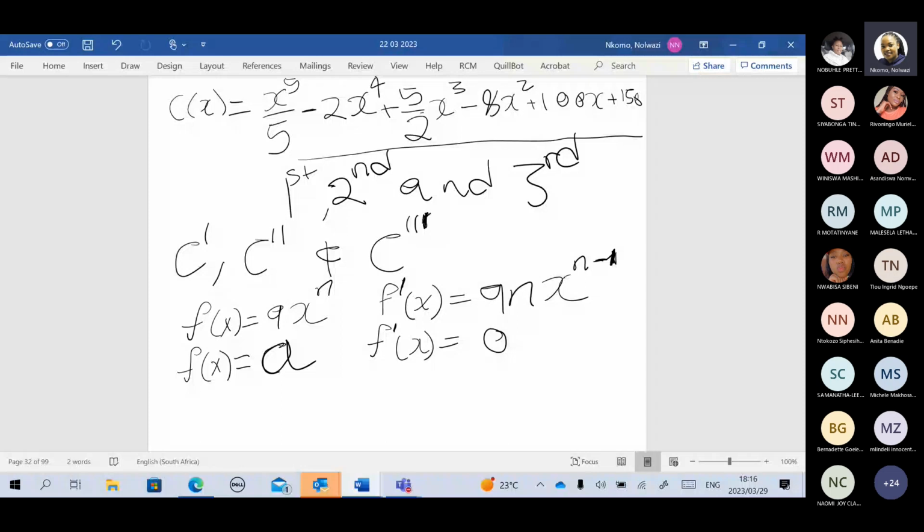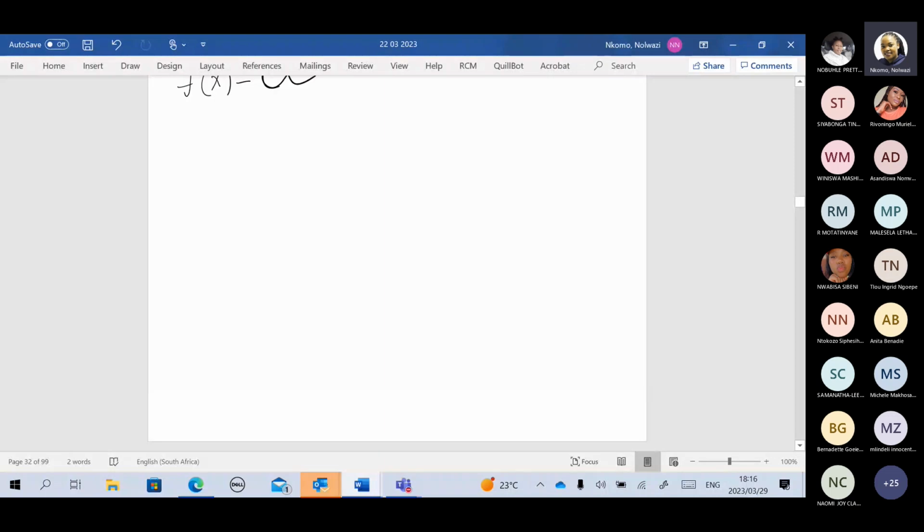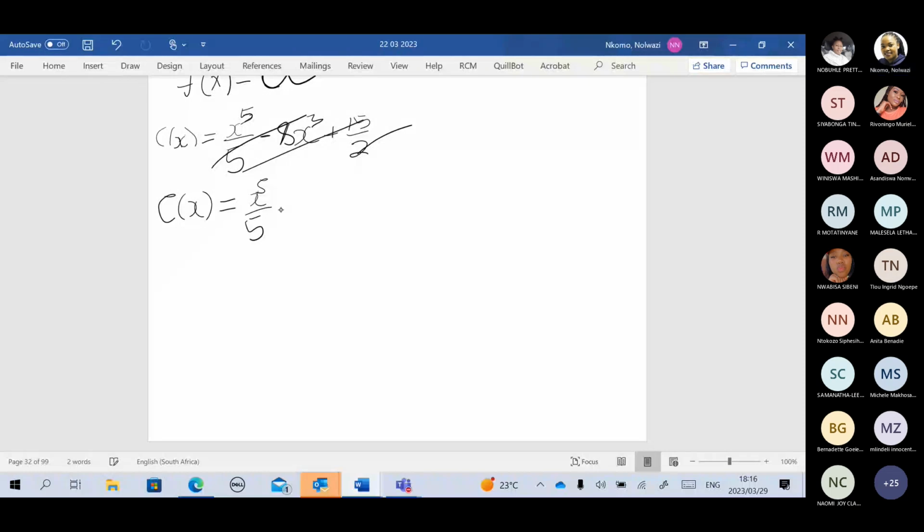Okay, let me take this. Here we have C of x equals x to the power of 5 over 5 minus 8x cubed plus 15 over 2 x squared. C of x is equal to x to the power 5 over 5 minus 2x to the power 4 plus 5 over 2 x cubed minus 8x squared plus 100x plus 150, right?